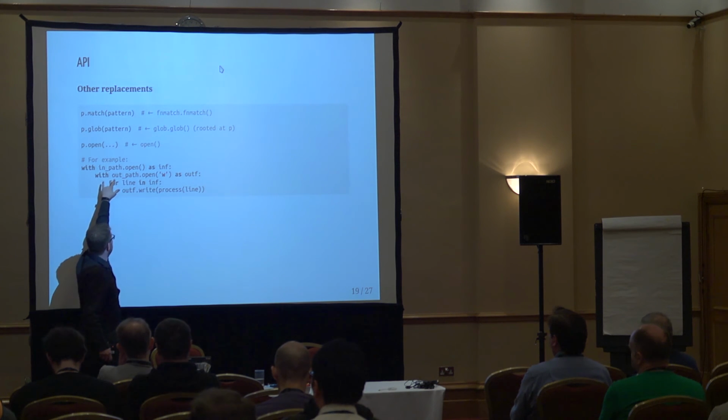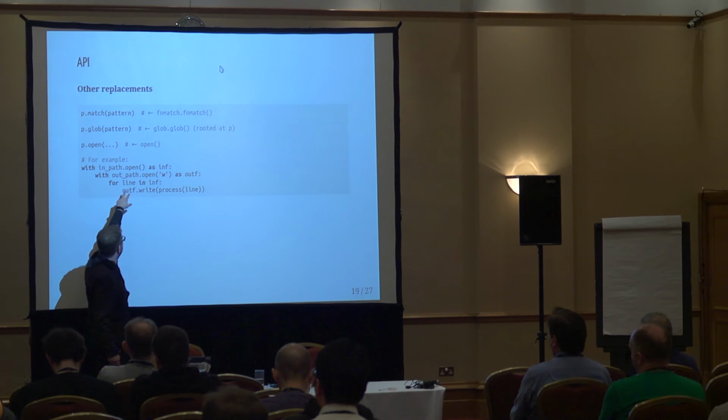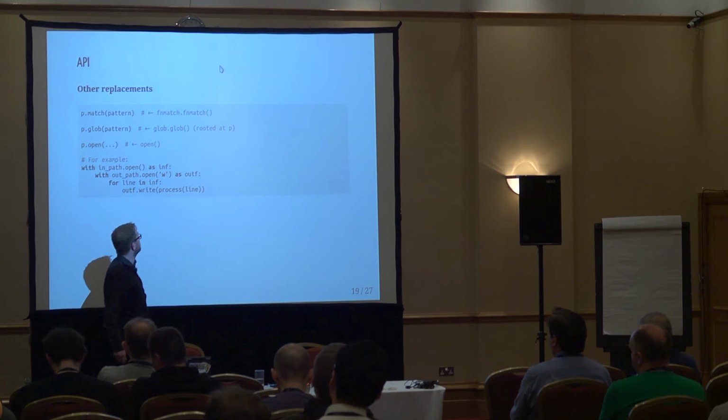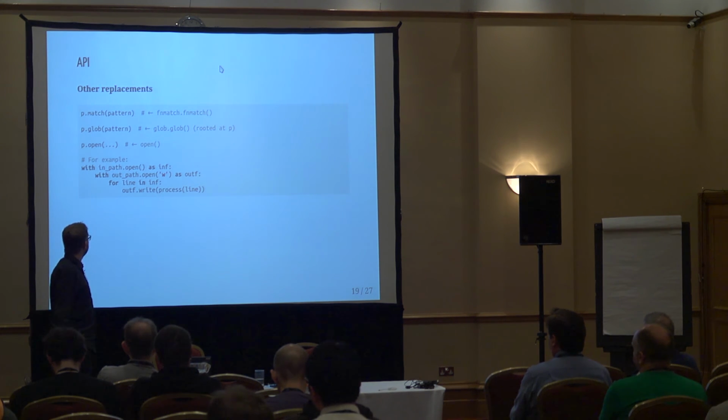I have an input path. I open that one as my input file object. I have an output path. I open that in write mode as my output file object. And then for each line in the input file, I write it to the output file, filtered through some process.